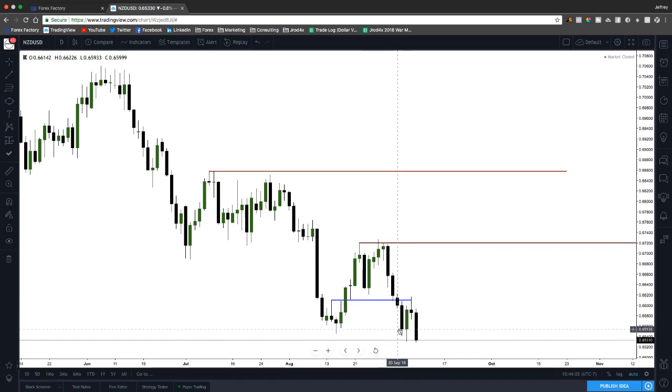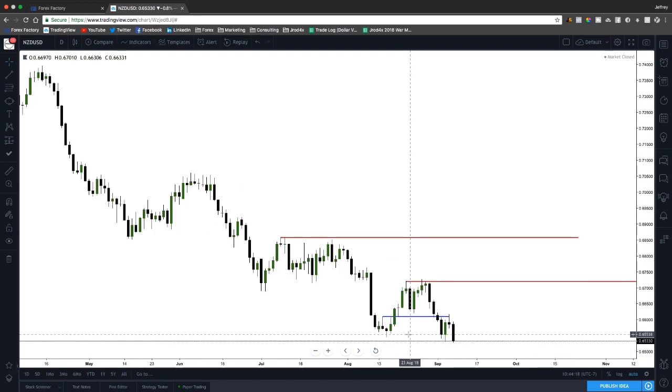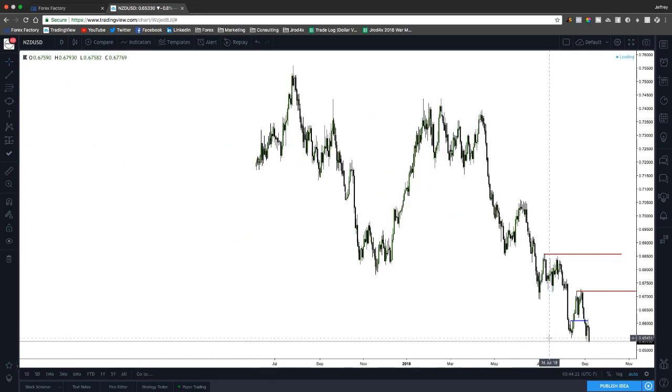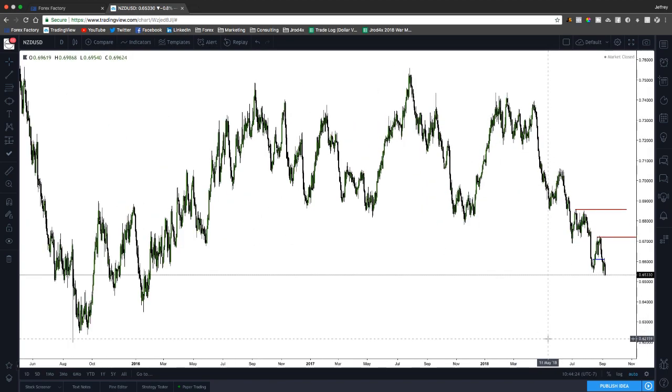So Australian dollar, kind of a similar scenario. This is an ICT bearish order block, but we technically didn't close below the low, so it's not 100% valid, I would say. And if you ask me, Australian dollar looks better in terms of the setup if it is going to be a sell based on what we've got.